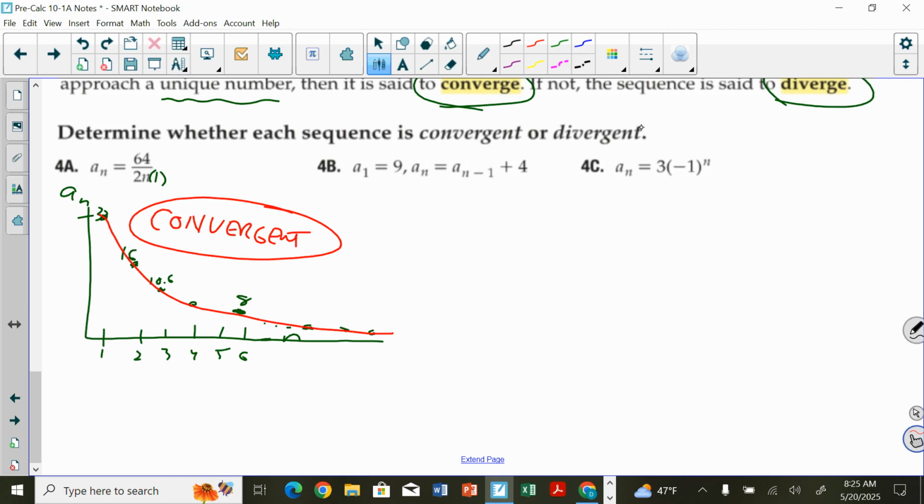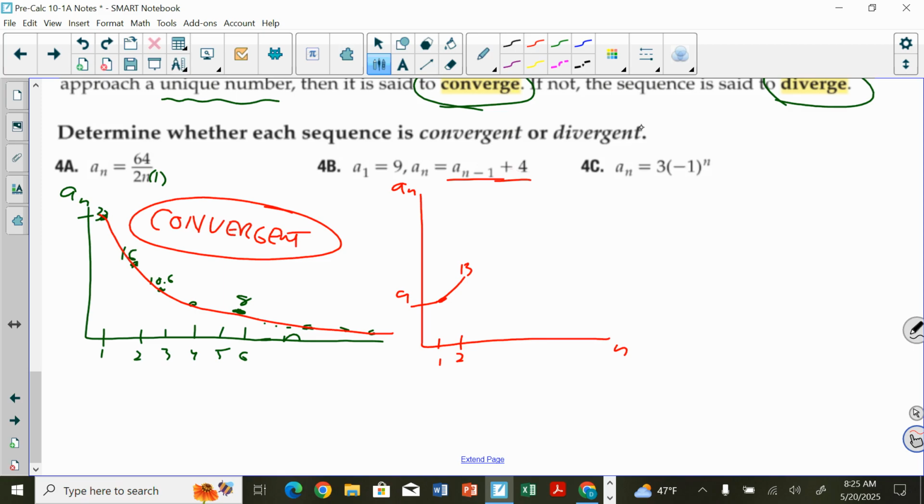Okay, how about this one? If we go here, a sub n is here, our n value is here. We look at 1, we know it's already at 9. Okay, we'll put it there. And then here's our sequence, a sub n minus 1, plus 4. So this is the recursive one. If I look at 2, it's going to be the previous term, 9 plus 4. Well, 9 plus 4 is 13, so it's going to go up here, 13. And then we're going to keep doing that.